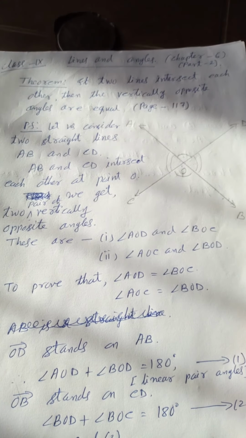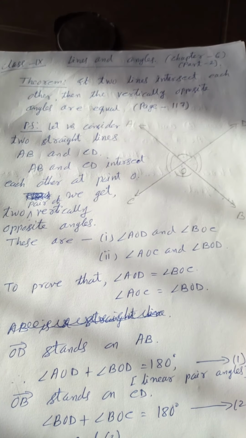So first, let us consider two straight lines AB and CD. That means this one is AB and this line is CD. AB and CD intersect each other at the point O. These two lines intersect at this point, which is the point O.